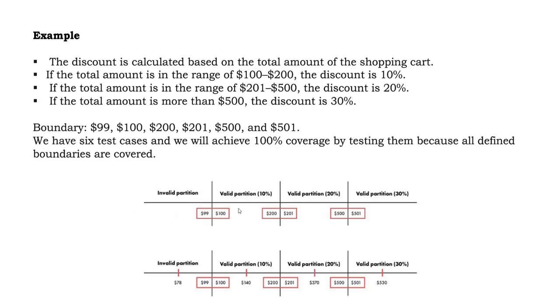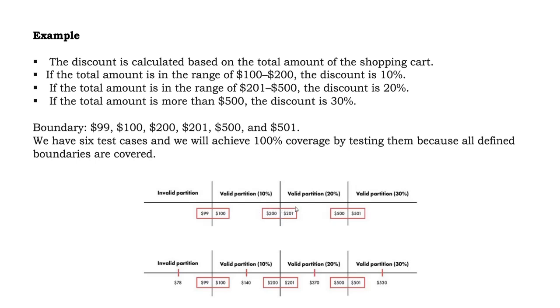Let's talk here about two value boundary value analysis and three value boundary analysis. Considering the first partition, 99 to 100, the discount should be applied only if it is 100. So in this boundary, 100 is a valid partition. If it is 99, then it is an invalid partition. If it is 200, then only 10% should be applied. This falls under the valid partition, the 10% boundary.